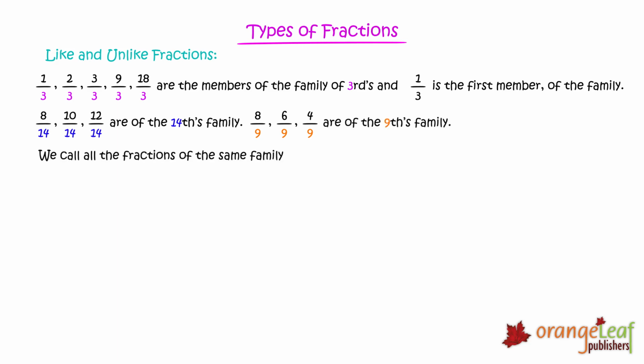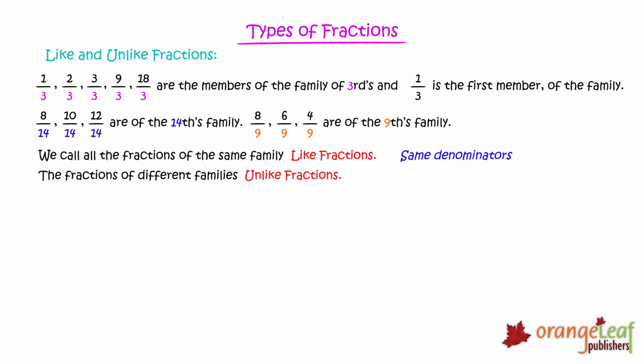We call all the fractions of the same family like fractions, and the fractions of different families unlike fractions. Like fractions have the same denominators, and unlike fractions have different denominators. To recognize a fraction as like or unlike, we just have to look at the denominator. Same denominator, like fractions. Different denominator, unlike fractions.